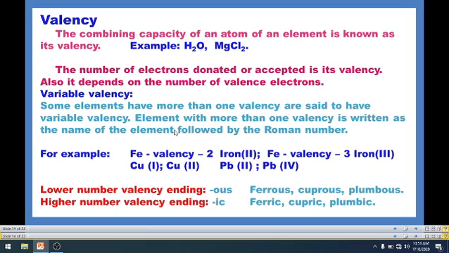Okay, and then when the valency is indicated with the help of Roman numerals, the naming should be changed. For a lower number of valency, the ending should be written as OUS. So copper becomes cuprous, lead becomes plumbous, iron becomes ferrous, and for the higher number of valency we change the ending to IC: ferric, cupric, plumbic. So for the lower number of valency, the ending is OUS. For the higher number of valency, the ending is IC. Okay, so that's about valency.